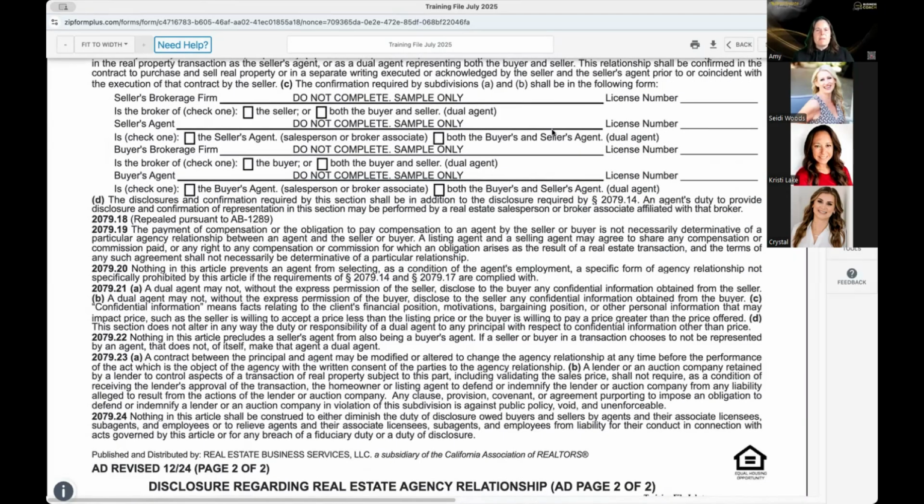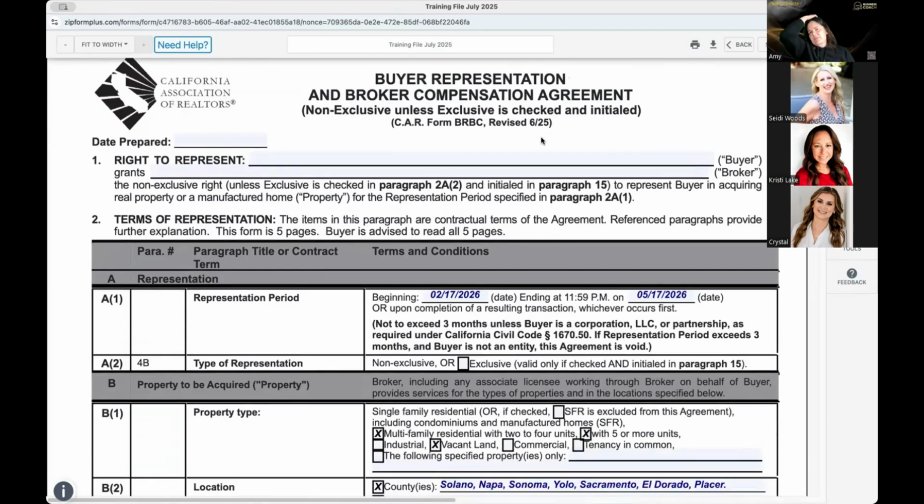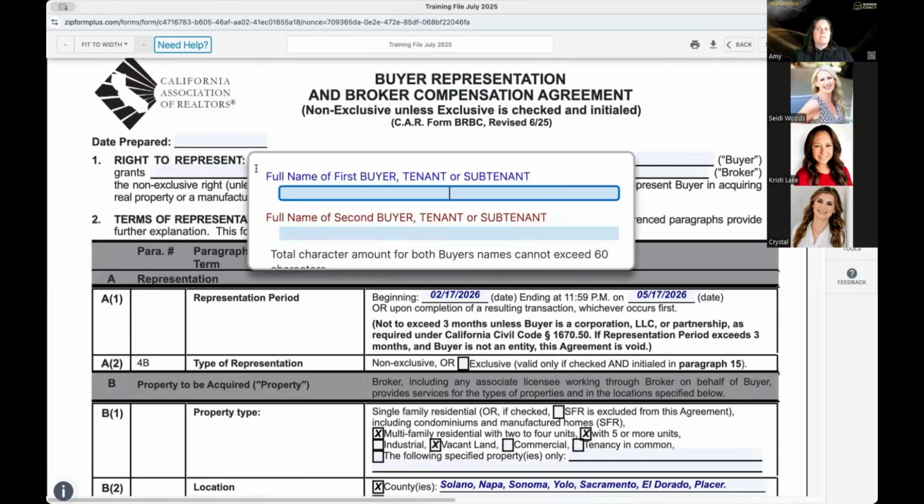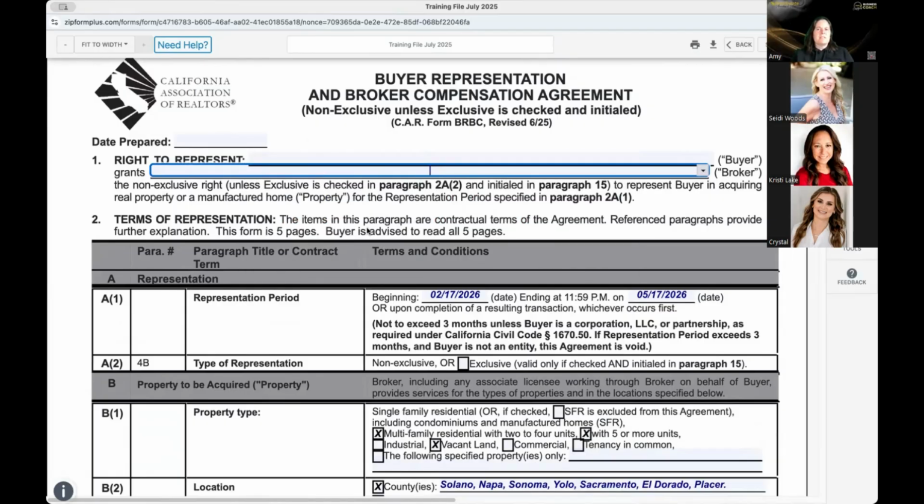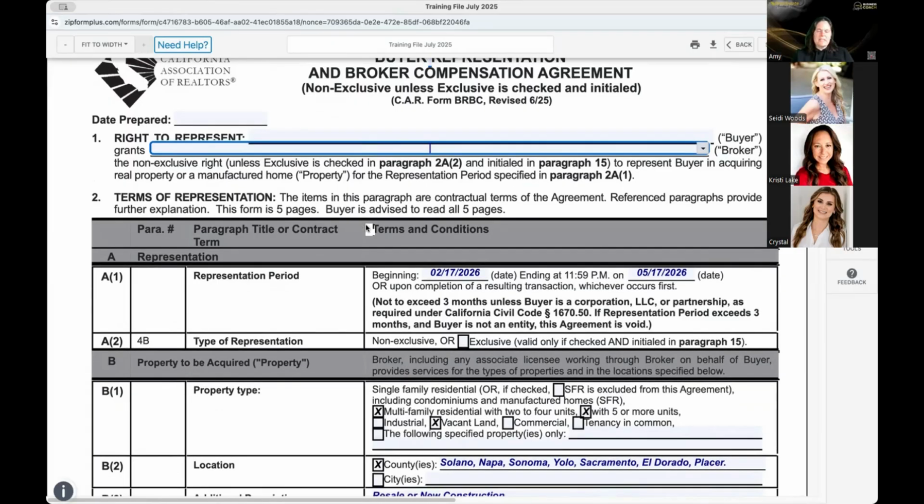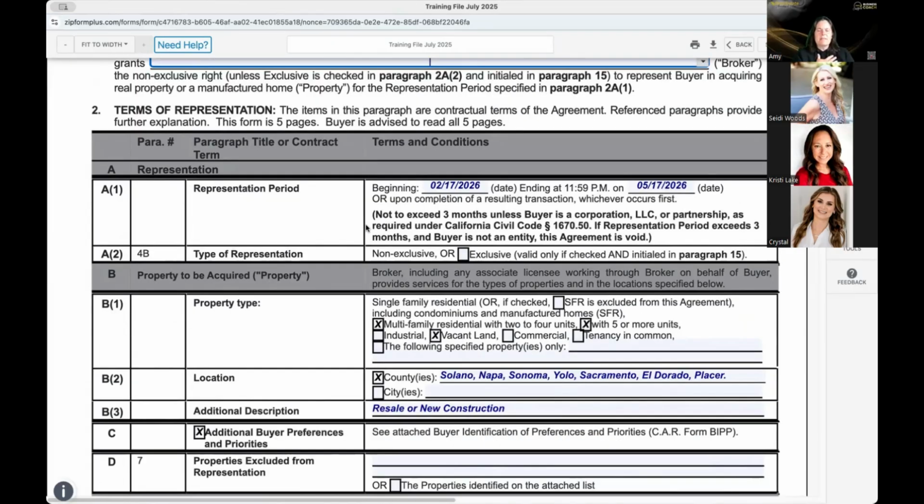Then we have our buyer representation and broker compensation agreement. If we look at the date, this was revised last June of 2025. You're going to put the buyer's names here and the broker's name here, which is the actual name of the brokerage, not you as the agent. There are lots of different ways you can represent a buyer. We highly recommend that you always check the box for exclusive representation, which is in the grid of the buyer representation agreement, A2. We like to check this box here for exclusive.